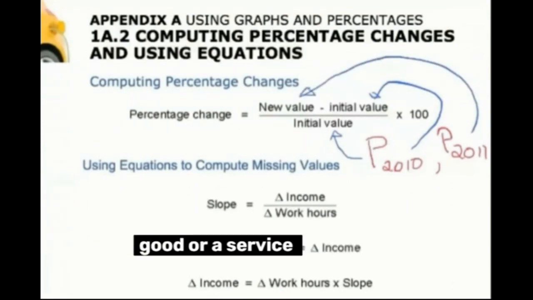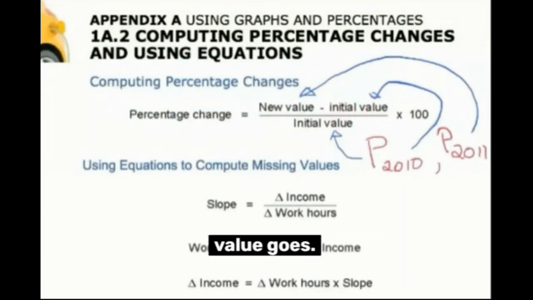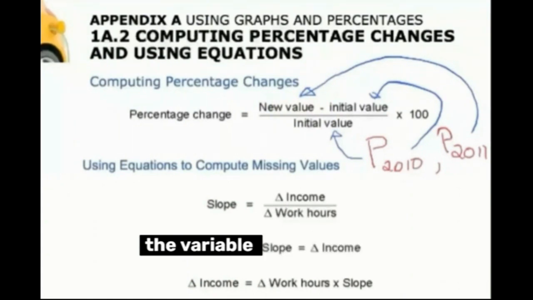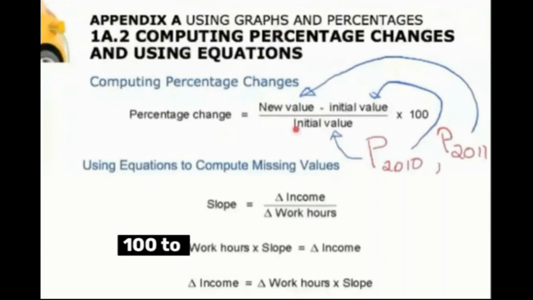So to compute the percentage change in the price of a good or a service from 2010 to 2011, you take the price from 2010 and put it in where the initial values go. And you take the price of 2011 and put it in where the new value goes. So you have the change in the price, or the change in the variable, divided by the initial value of that variable. You multiply it times 100 to get it to be a percentage change.